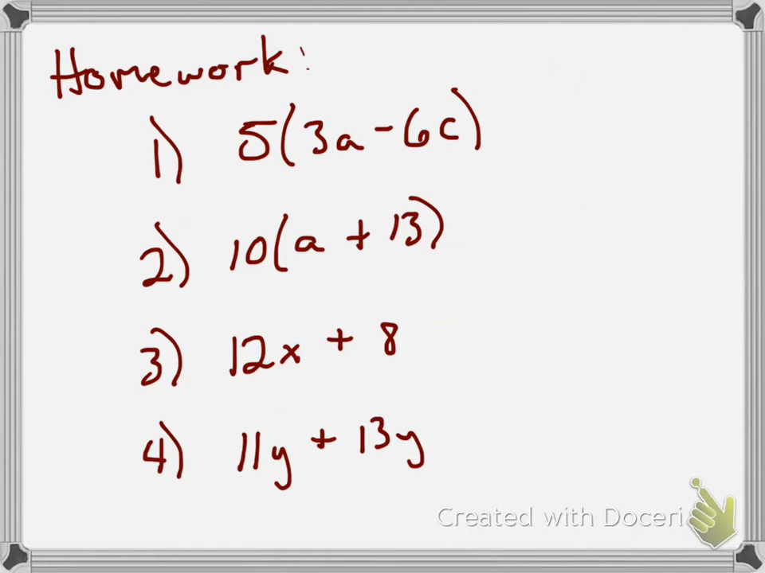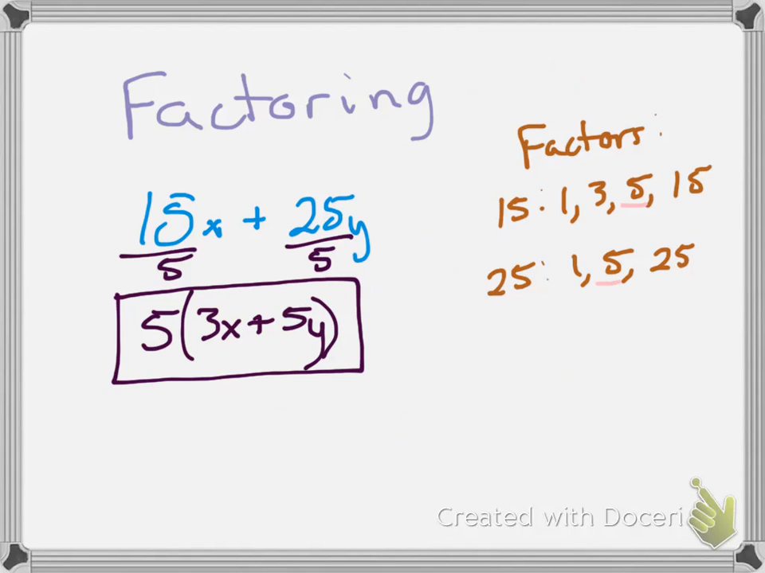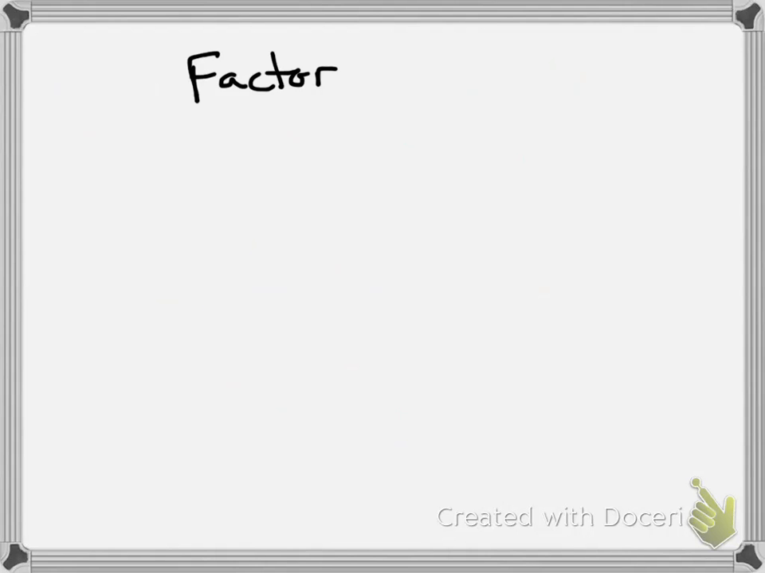Let's look at another example. All right, I've created 3 parts now. So I have 7a plus 21b minus 14c. What factor do you see that they would have in common?